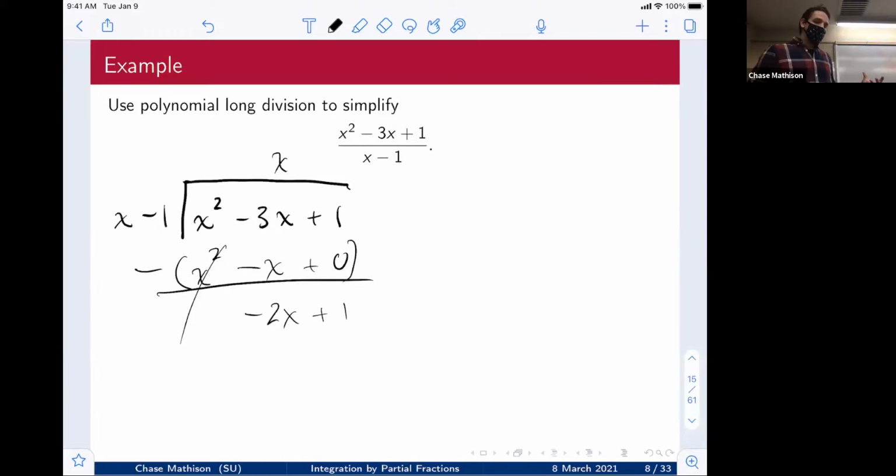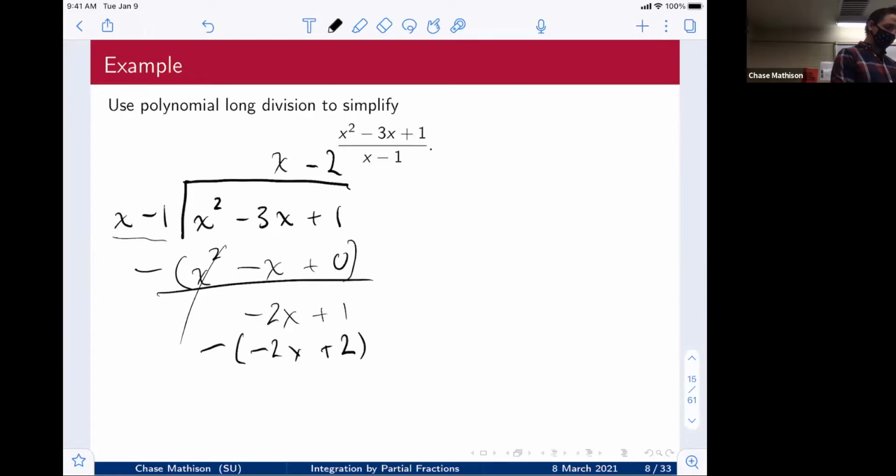Yeah, exactly. I want the x part to be a minus 2. Well, if I multiply x minus 1 by minus 2, I'll get a minus 2x. Okay, so I'll multiply by minus 2. So when I do that, I'm going to get minus 2x. I multiply this by minus 2. So minus 2x plus minus 2 times minus 1 is plus 2. And then I'll take a difference there.